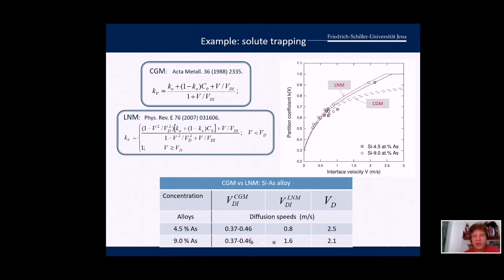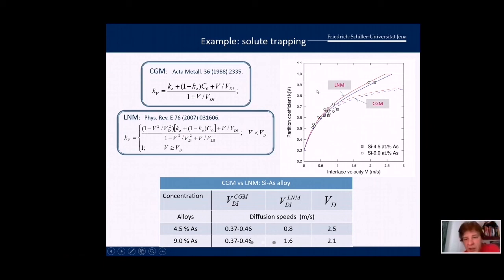Then we need to take into account fast propagation of the interface and that local equilibrium is impossible ahead of the interface. Because of this, we have to take into account not only solute diffusion speed through the interface, VDI, but also VD, this is the VD in bulk. So solute diffusion speed in bulk phases is a second parameter of our equation.